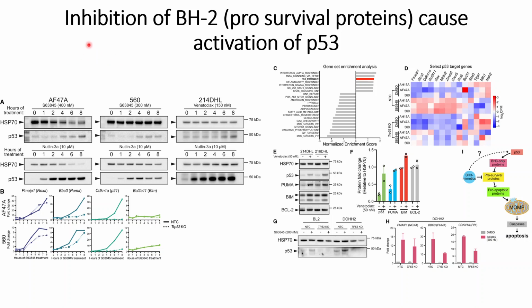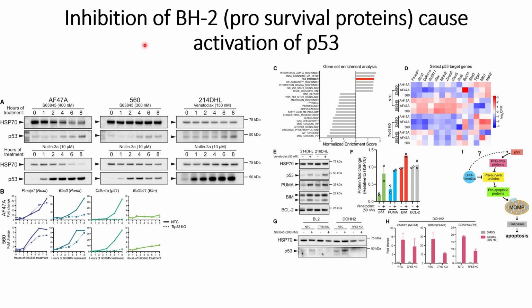In this video we will discuss how inhibition of BH2 or the pro-survival proteins causes activation of p53. We will not have the answer about how this is occurring, but we will find evidence that inhibition of BH2 or pro-survival proteins can cause activation of p53. So let us understand how they came to this finding.